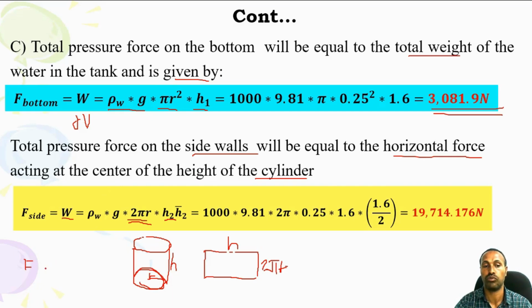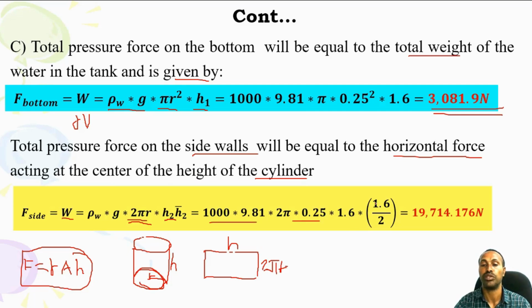From the hydrostatic force, we know this one. Gamma, which is rho times g, times h bar times area. So this is the formula. So we are using the same formula. So you substitute all values already given, then 1.6 over 2, then you get this. This is the total pressure force on the side walls of the tank.